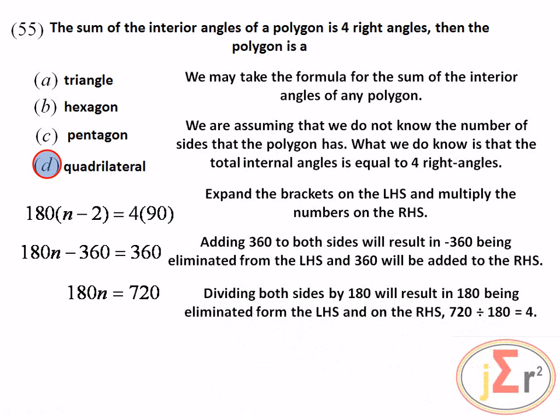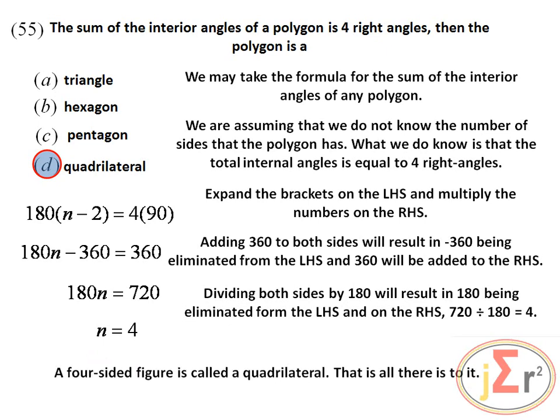Dividing both sides by 180 will result in 180 being eliminated from the left hand side, and on the right hand side, 720 divided by 180 is equal to 4. N is equal to 4. Any figure that has 4 sides will be a quadrilateral. A 4-sided figure is a quadrilateral. That is all there is to it.